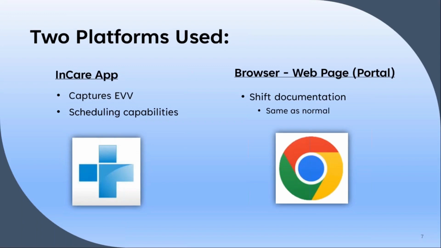The two platforms needed to complete the new EVV process are the new InCare mobile app. This will be used to capture EVV, so clock in, clock out, and GPS location. And now also having the ability to schedule, all can be done on the app. The other is the web browser to access the InCare portal, where staff can do documentation like normal, may that be on your phone or on a computer.